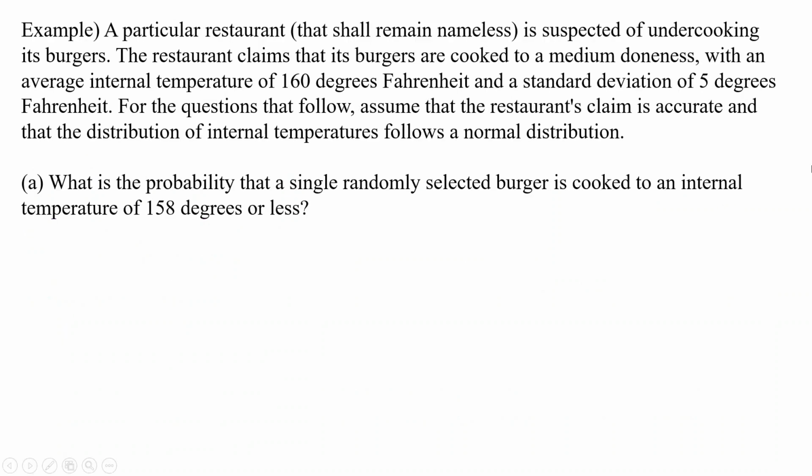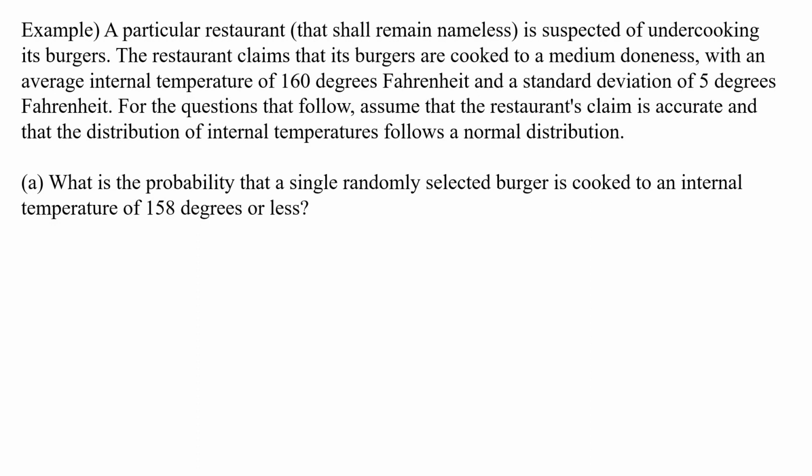Now we're going to get into our last problem of this video. We are going to look at and compare what we talked about with our normal probability distributions and what we just started solving with our sample means and the sampling distribution. So we're going to look at a particular restaurant that shall remain nameless since we're kind of looking at how much they're undercooking their burgers.